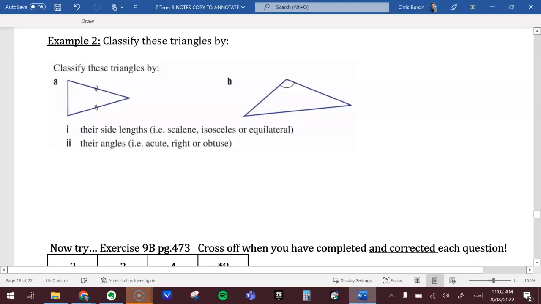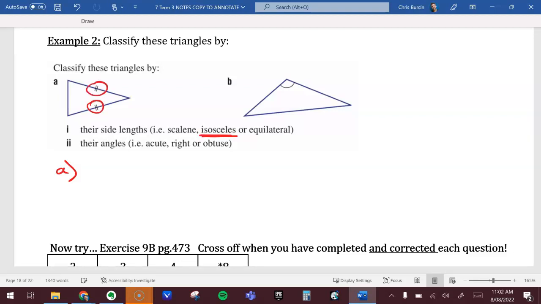We're going to classify A by its side length. Is it scalene, isosceles, or equilateral? I'm going to say it's isosceles because it has these two sides that are equal. It hasn't indicated that these are equal to each other, but I know if I've got two equal sides, then I've got an isosceles triangle. So let's work out how to spell it. I-S-O, another S, C-E-L-E-S. So there's three S's in isosceles.